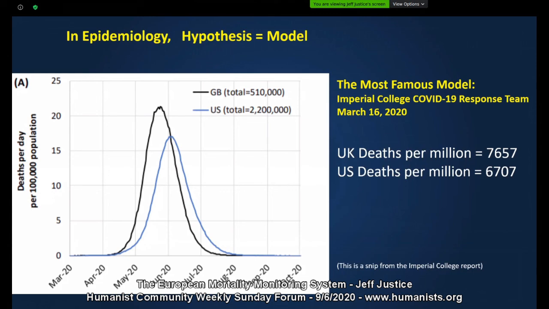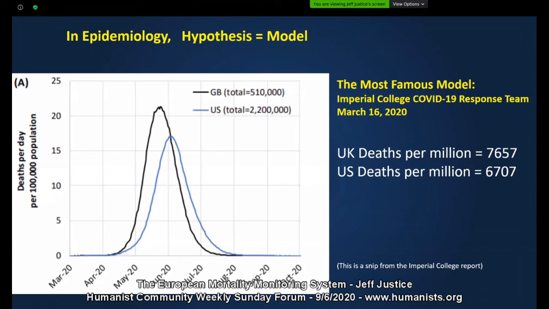And this is a screenshot, a clip from that report. But again, you can quickly go and read that report and see what they thought. So they used a model, they plugged in some numbers, and they produced these graphs, with only the data that they had back in March. And now we have data, and we can see how this model fits the data. The easy one to remember, deaths per million: 7,600 for the UK and slightly less, 6,700 for the US, according to their model.